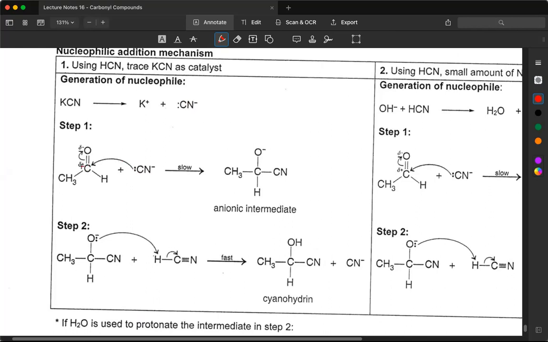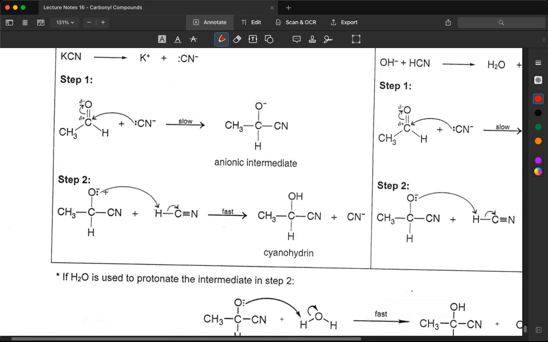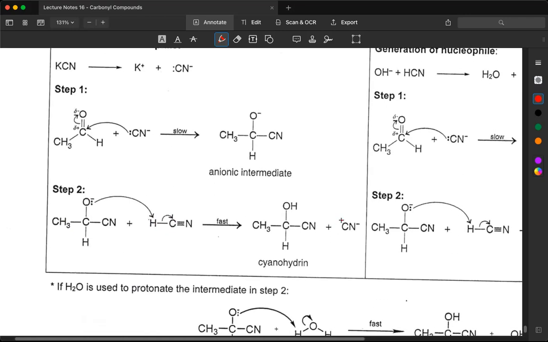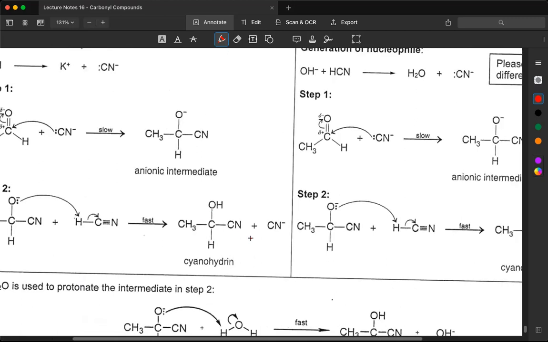Please indicate the partial positive and partial negative. When CN- attacks, the bond goes up to this oxygen, and this is a slow step to form the intermediate. Then this intermediate will attack the HCN. It becomes a nucleophile to attack the H, and this bond goes back to form CN-. So the CN- was regenerated, and a cyanohydrin was formed.